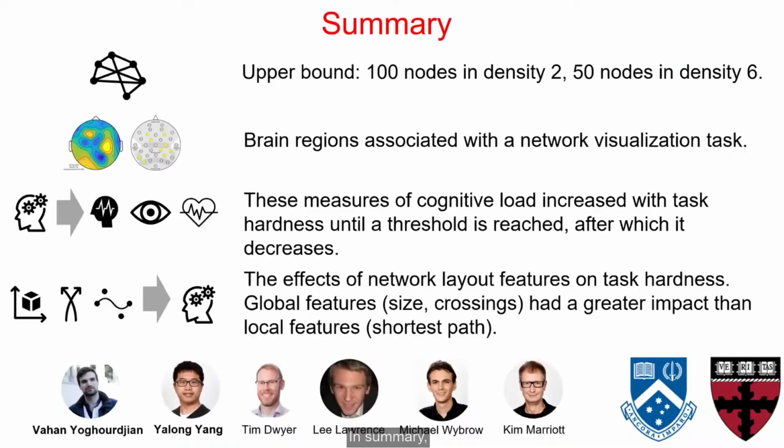In summary, we identified the upper bound of complex graph people can read. We found brain regions that are possibly associated with the shortest path finding task. We also found cognitive load increased with task hardness until a threshold, after which it decreases as the user may give up and put less effort in. We built models between hardness and graph features. We found global features had a greater impact on hardness.